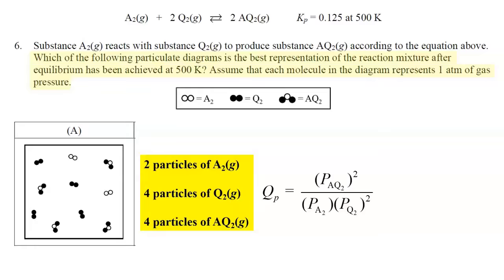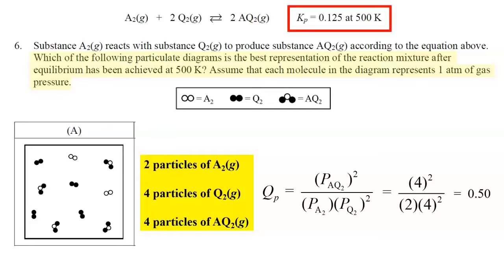So when I plug in these values for particle diagram A, assuming that each molecule represents 1 atmosphere, partial pressure of AQ2 would be 4. And on the bottom, it's going to be partial pressure of A2, which is 2, and also on the bottom, partial pressure of Q2, which is 4. So when I do this math of 4 squared divided by the product of 2 times 4 squared, I get 0.5 on my calculator. Now, the value of Kp is given to us in this question as 0.125.